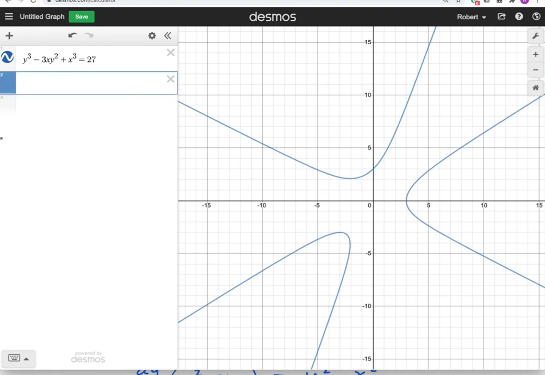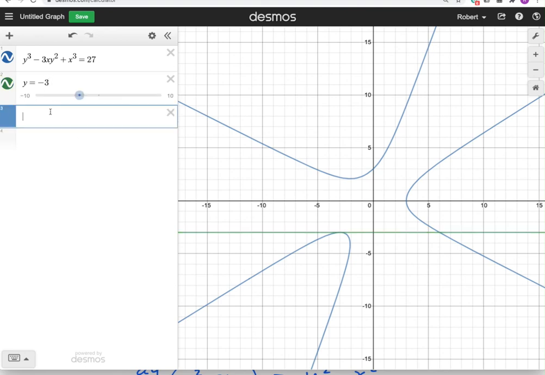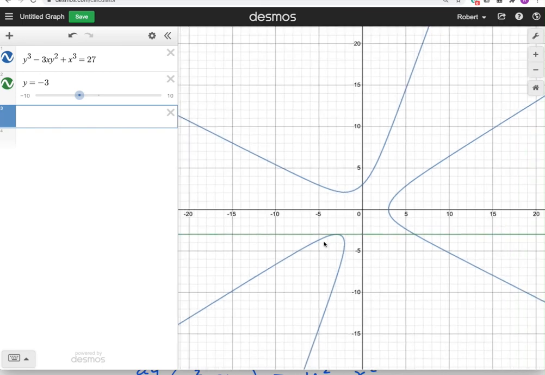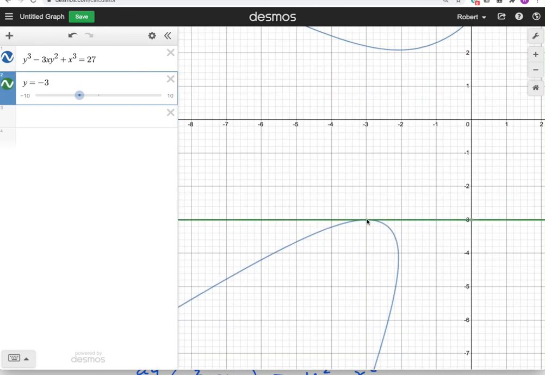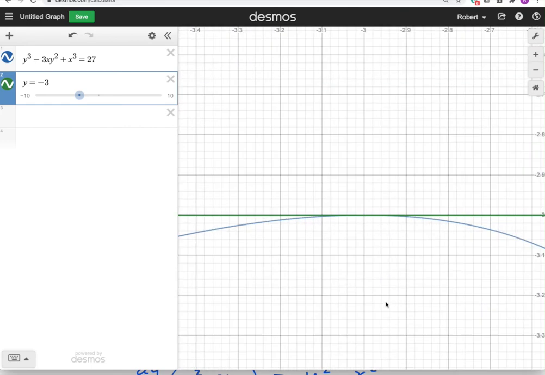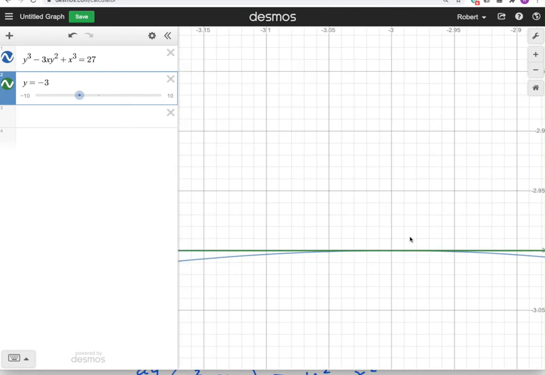Now, what are these points? Well, my solution where the derivative equals 0 was at negative 3, negative 3. So there should be one at y equals negative 3, right where x is negative 3 and y is negative 3, and yes, you can see it there. I can't actually click on that there, but oh, I can. Well, there, negative 3, negative 3. This is a tangent to my curve. Look, you can clearly see it.